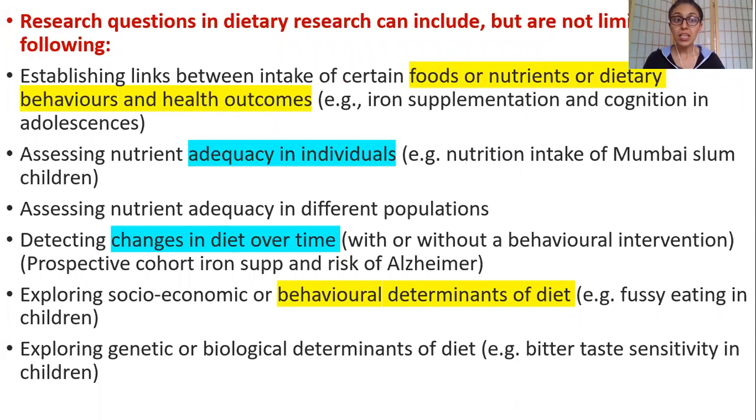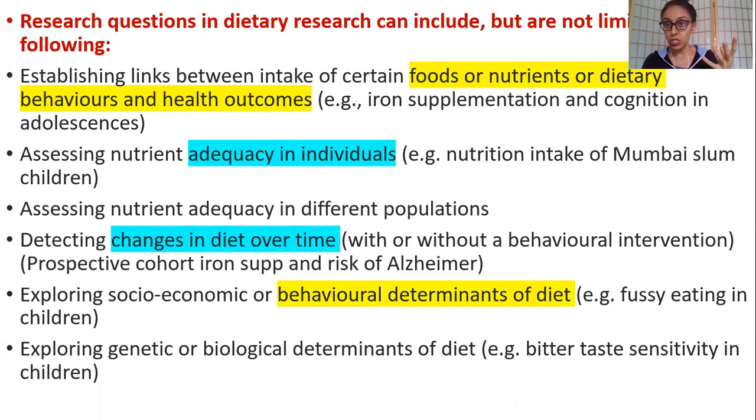So yes, these are the type of prospective changes, dietary changes over time and their implication on health and disease. Then behavioral determinants of diet can be examined, and this is something which I examine in my current research, where I look at the environmental determinants of fussy eating, such as how mothers are feeding their children and is this making them more of a fussy eater.